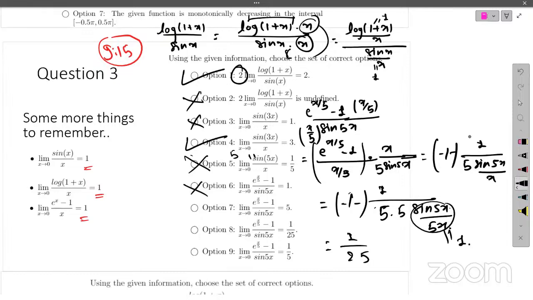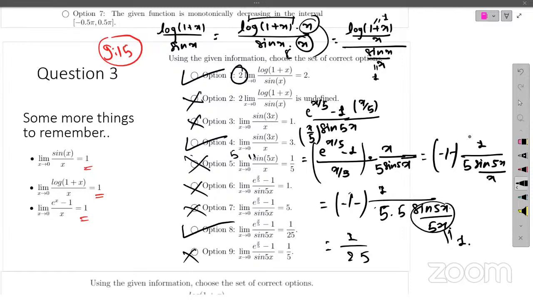So that's why the 6th option is incorrect, the 7th is also incorrect, the 8th is correct, 1 by 25, and the 9th is also incorrect. Okay. Is that fine? Any doubt? Ma'am, can you please explain it again?